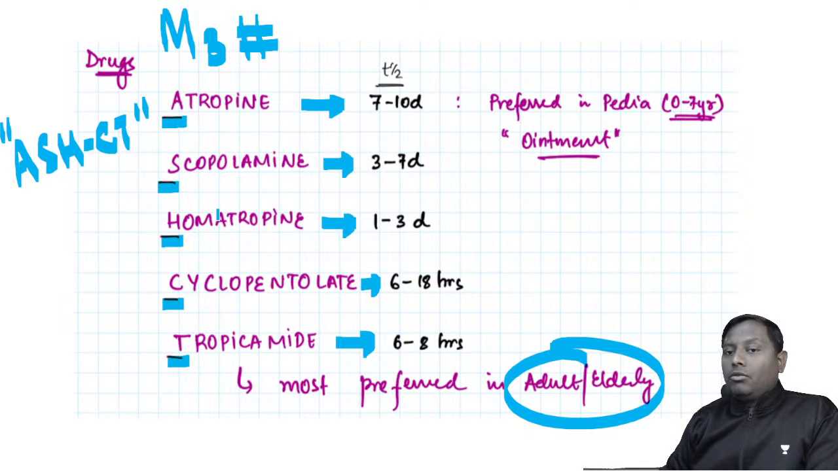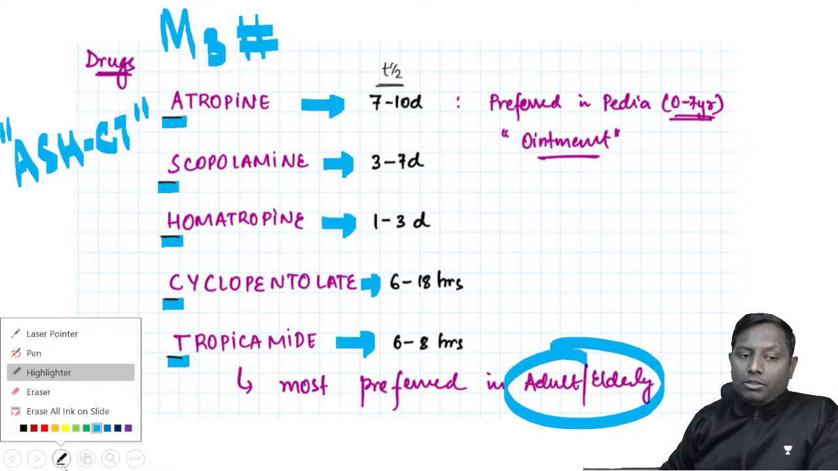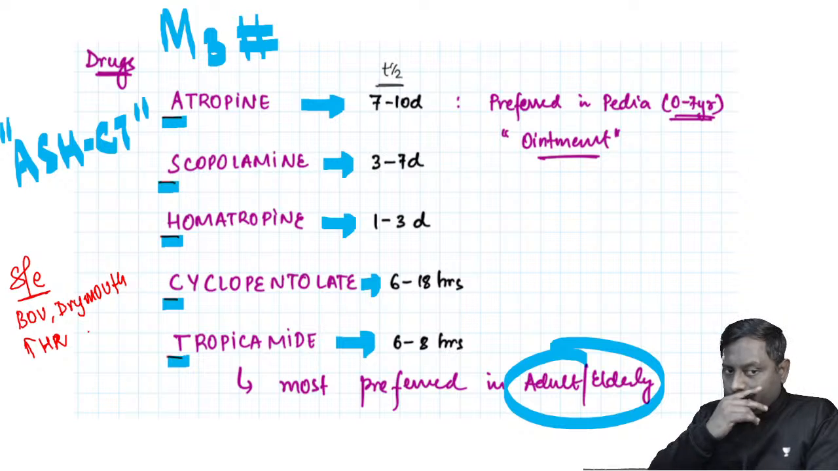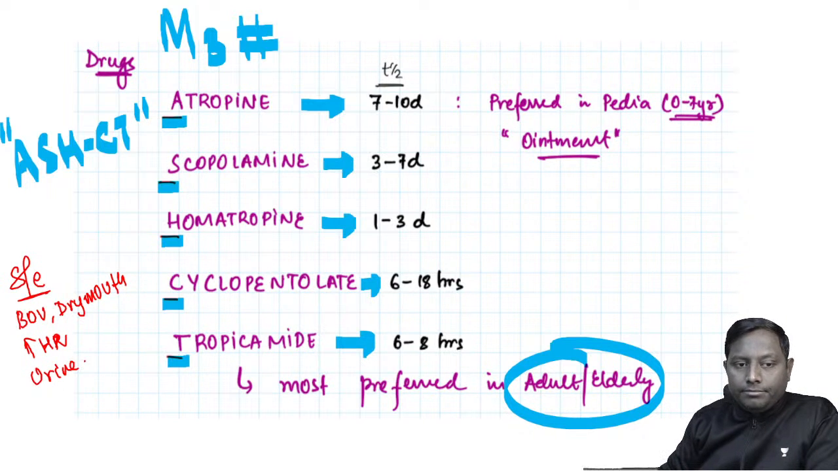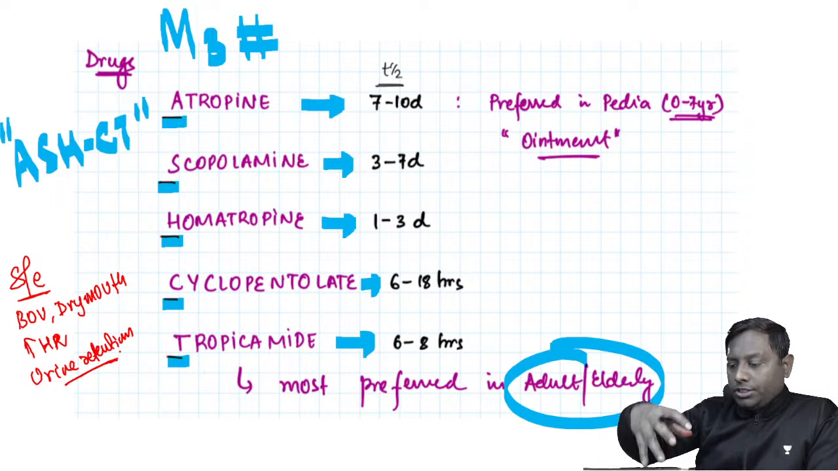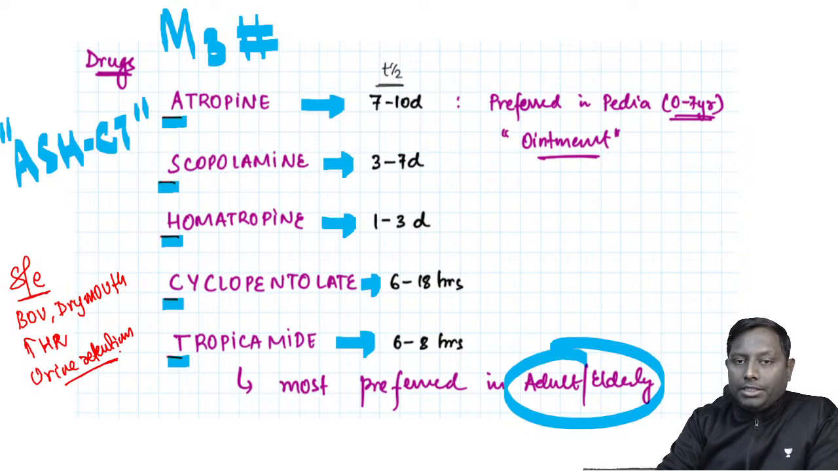Their side effects will be similar to any other anticholinergic drug. If the examiner asks what could be the possible side effect of any of these drugs, there will be blurring of vision, dryness of mouth, right? Atropine and all can also lead to an increase in the heart rate, tachycardia. They can also lead to urine retention. With atropine, scopolamine, homatropine: M3 itself causes an increase in the tone of the detrusor muscle, and when you give M3 antagonists, there will be urine retention. That can be one of the problems.